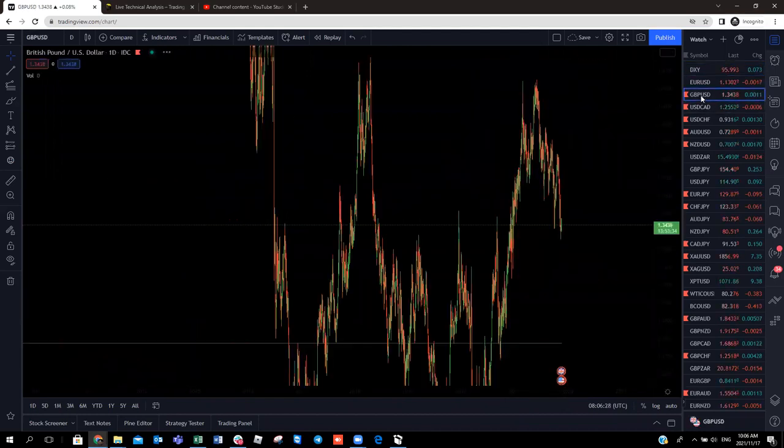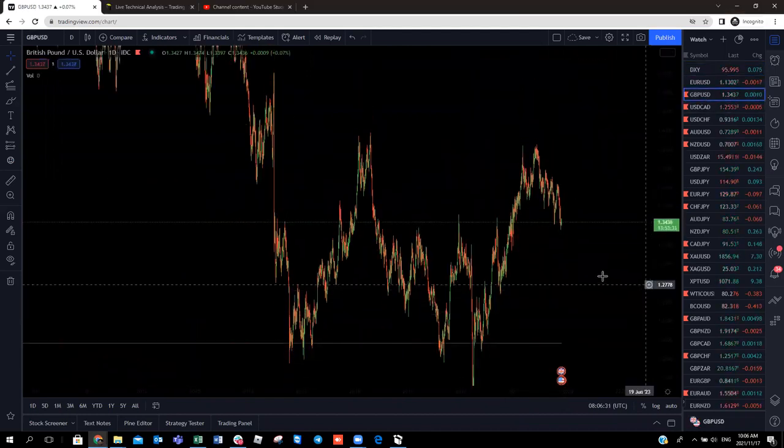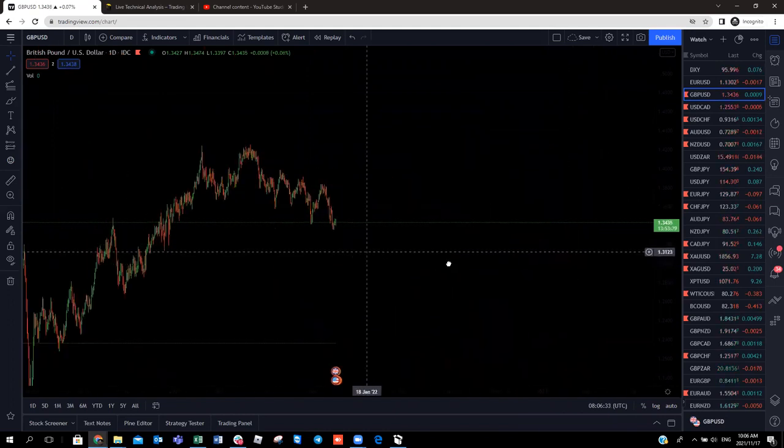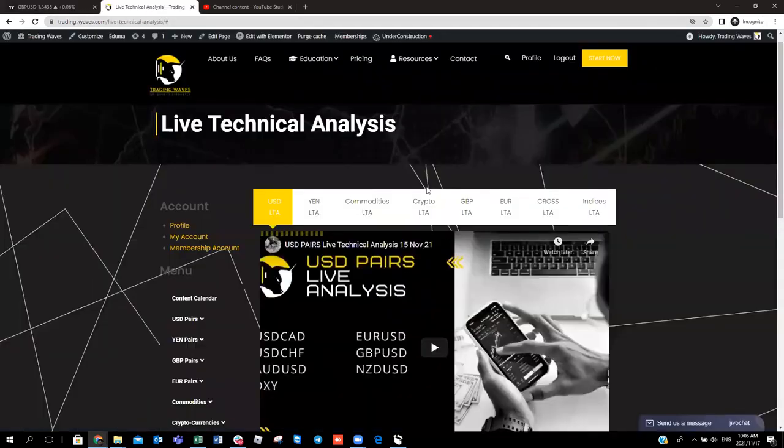Having a look at the euro, the pound US dollar. So pound US dollar, we're looking at it for a reaction at current levels. Let's have a look at that chart that we showed yesterday.